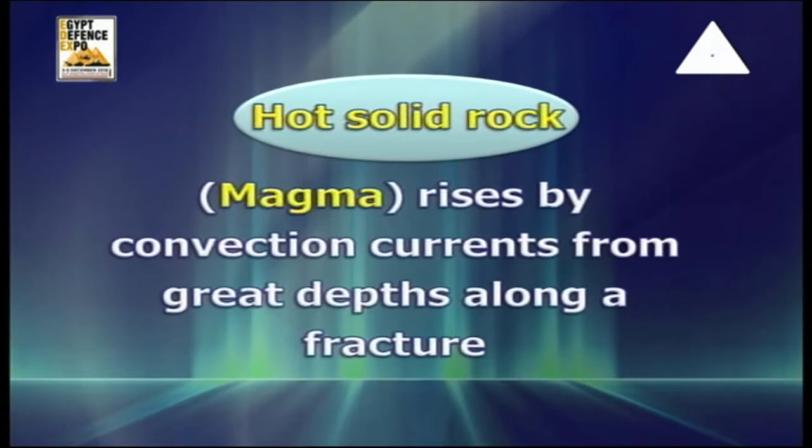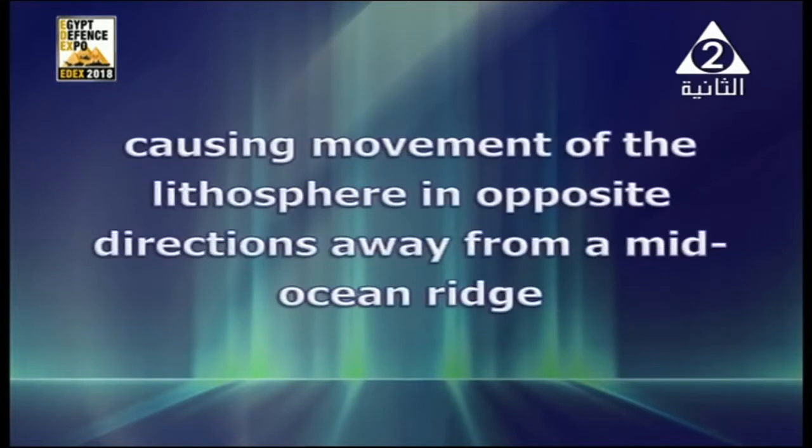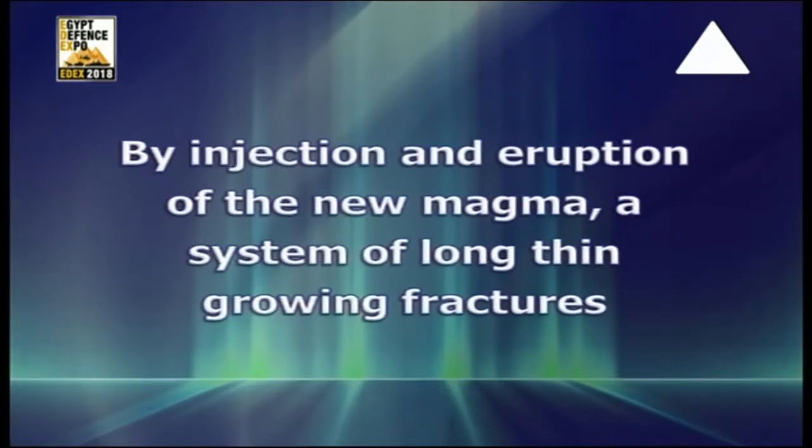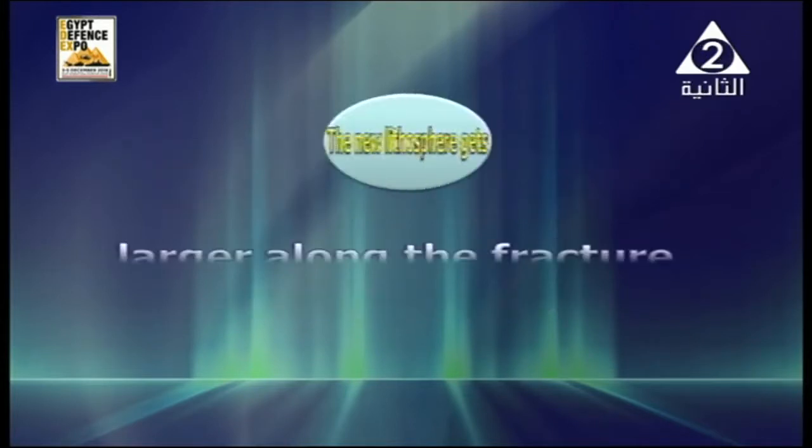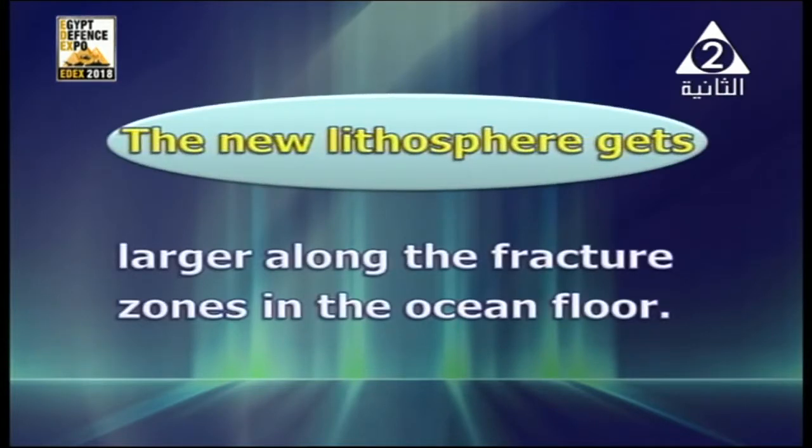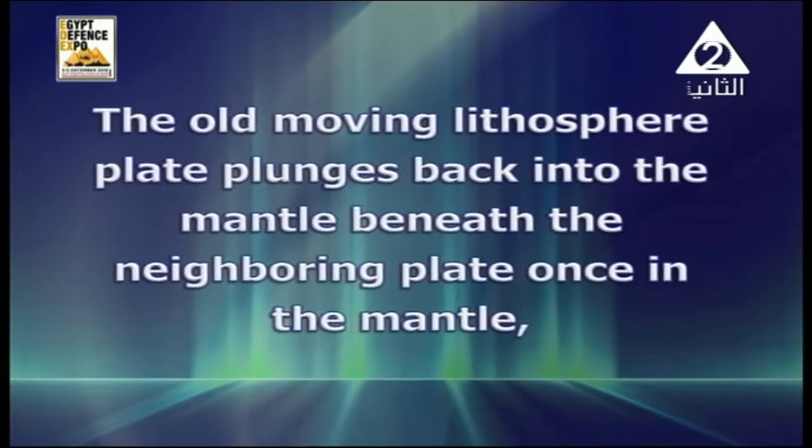Magma rises by convection currents from great depths along fractures, causing movements of the lithosphere in opposite directions away from a mid-ocean ridge. By injection and eruption of the new magma, a system of long, thin, growing fractures is formed along the fracture zones in the ocean floor. The old moving lithosphere plates plunge back into the mantle beneath the neighboring plate.